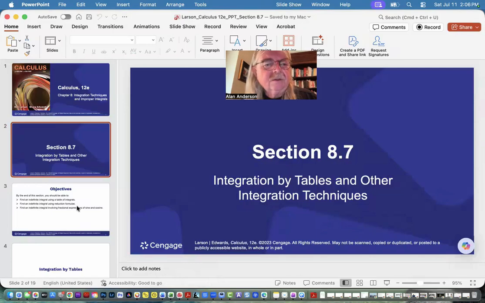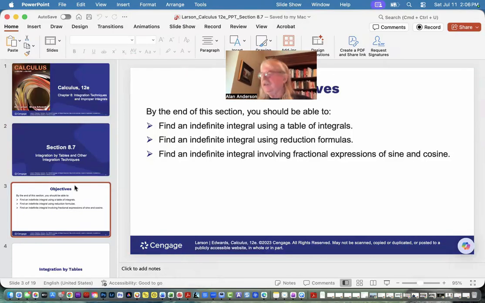Okay. So, all right. So what do they want us to do? By the end of this section, you should be able to find an indefinite integral with a table of integrals. Then we're also going to learn about reduction formulas. And then we're going to find the indefinite integral involving fractional expressions of the sine and the cosine, which is where the double angle and half angle formulas will come in. So in small stages, they're trying to cover as many different integrals as possible. Now, of course, we still can only do so many of them. You'll see more advanced ones as you get further and further into your calculus courses. But here, we're trying to cover as many of them as possible.